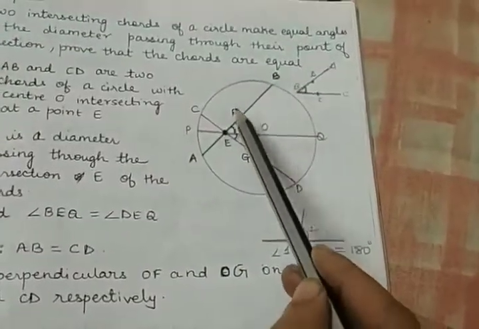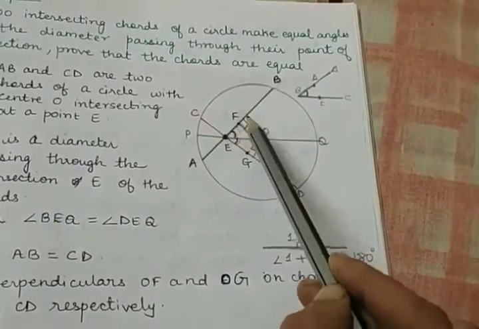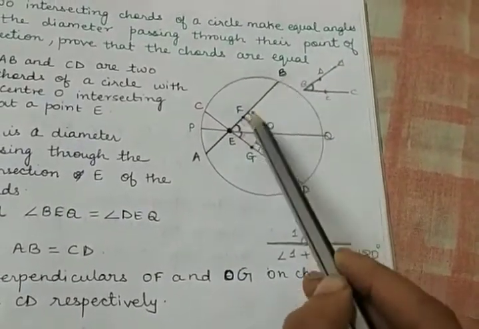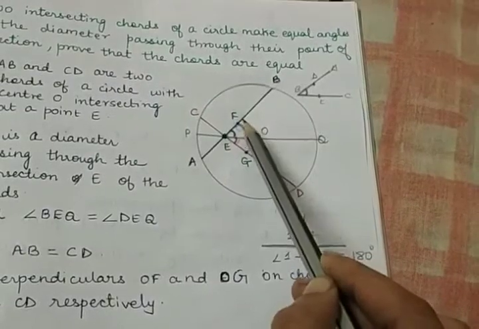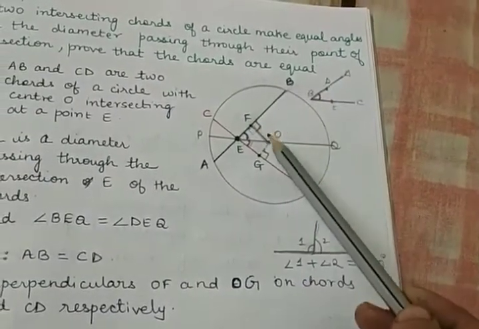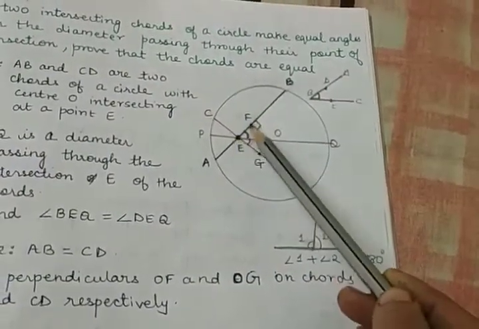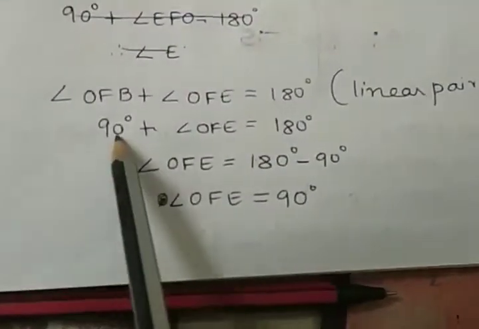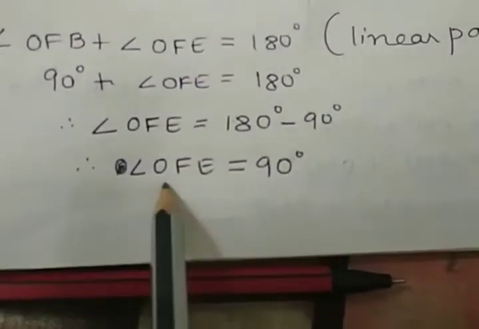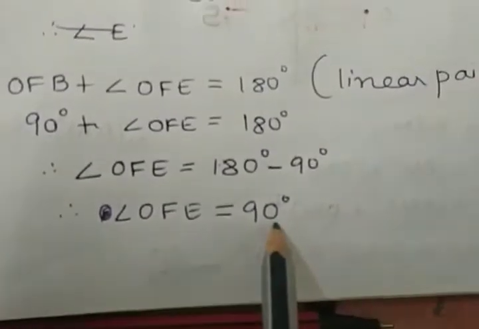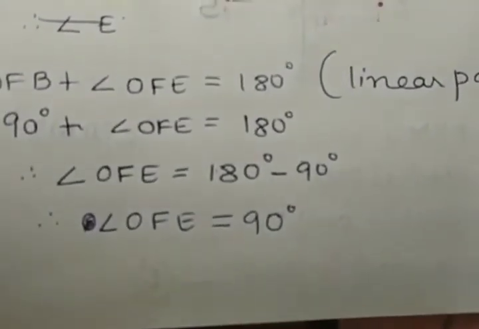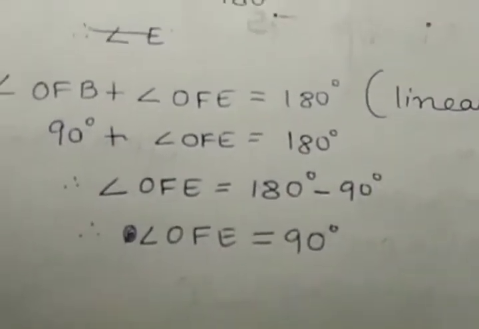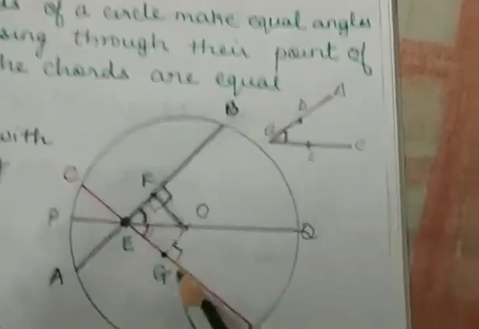What is angle OFB? This is a perpendicular which is drawn. So angle OFB will be equal to 90 degrees, correct? So what will be angle OFE? This also will be equal to 90 degrees. Okay, so angle OFE also will be equal to 90 degrees because the sum has to be equal to 180 degrees. Similarly, what about this angle?